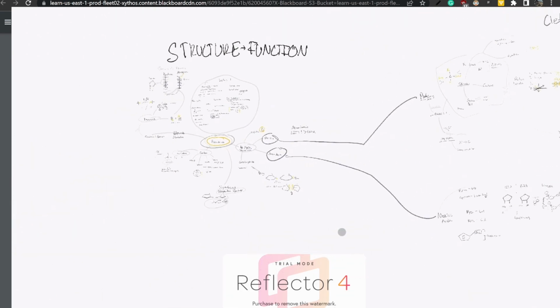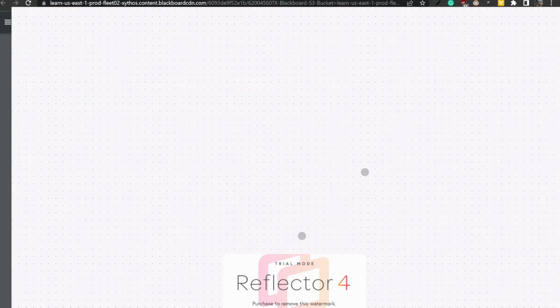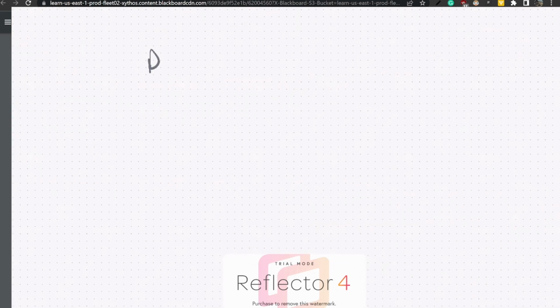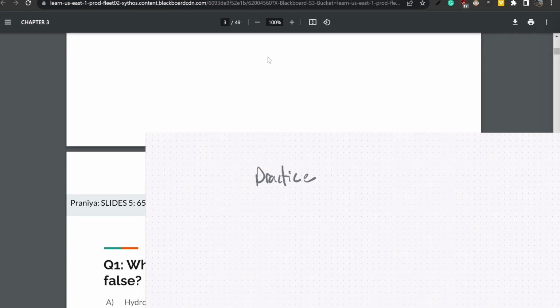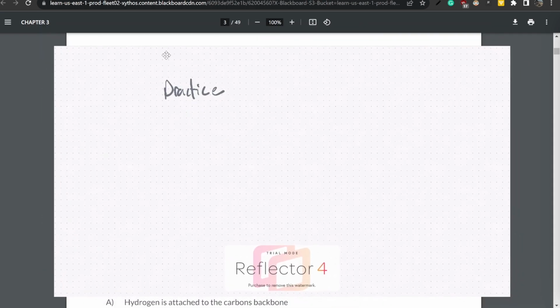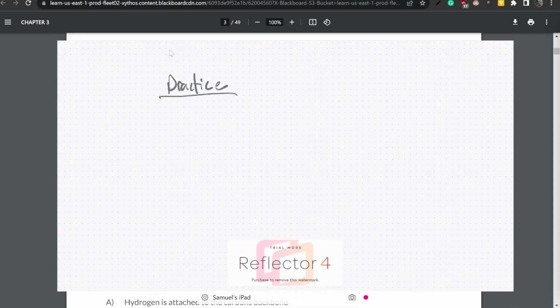Okay, so I'm going to use this space right here for my multiple choice practice. Alright, so here we go. I'm going to write down a couple terms that I want to review for later. So here I know I want to practice what is the carbon backbone.